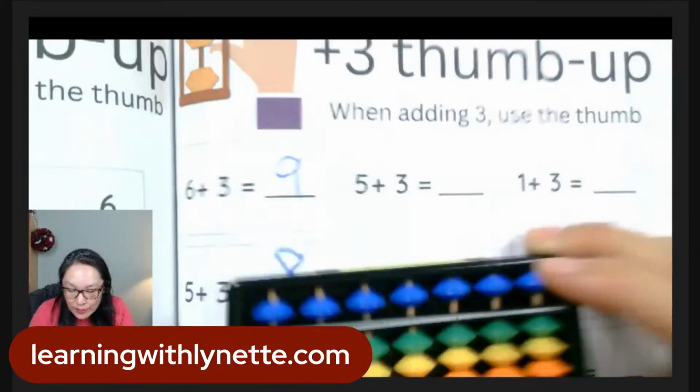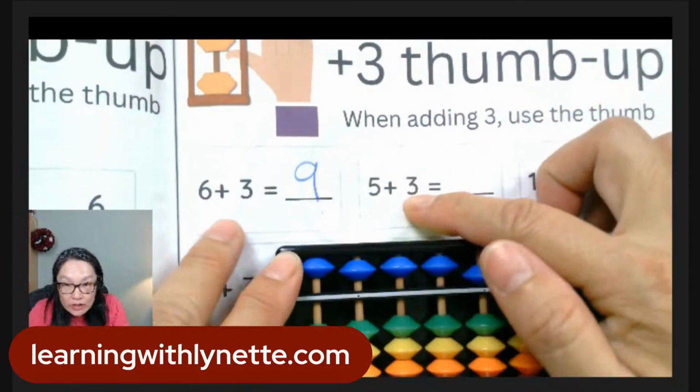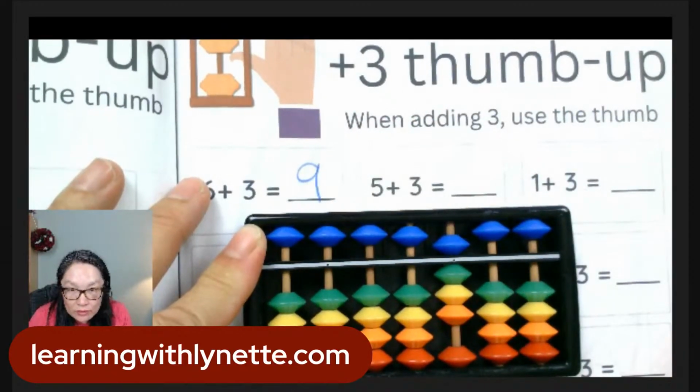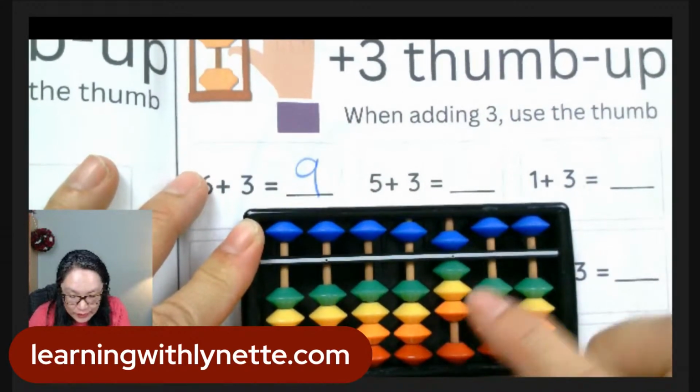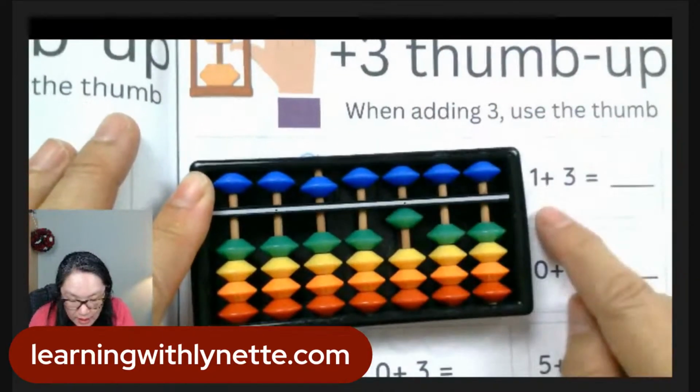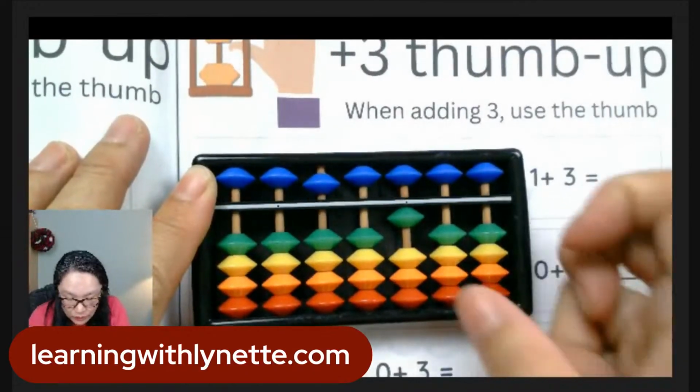So again, we add the 3. Here's my question. We have the 5. And then when we add the 3, there we go. Can we do it? Yes, we can. We're going to add the 3. So my final answer is 8. And here we have 1. And then can we do it? Yes, we can. We can add 3.